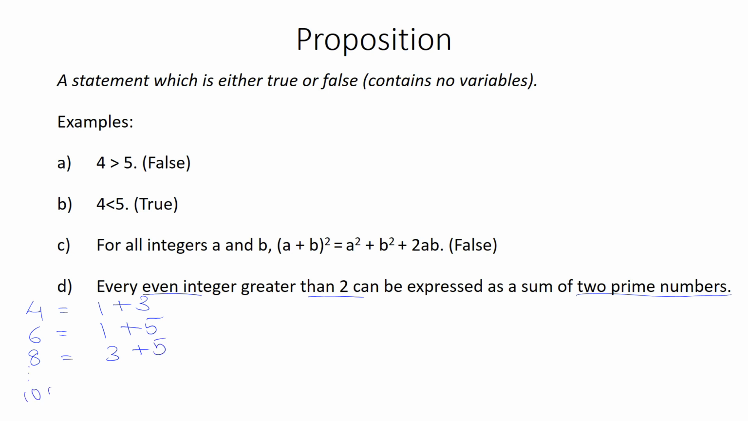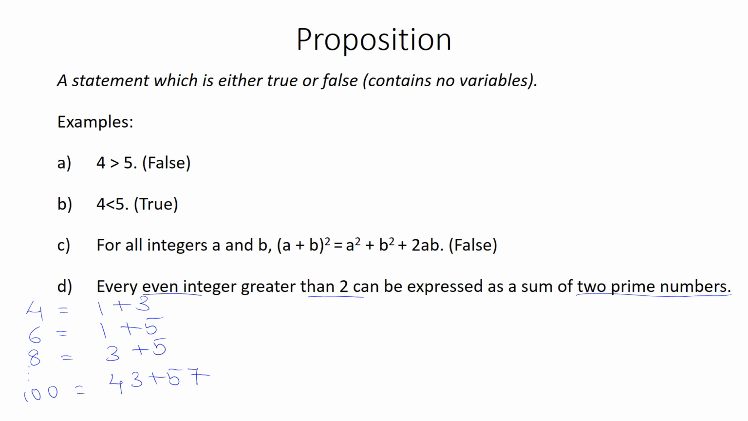Can go all the way, for example, to 100, 43 plus 57. You could potentially try out more examples as well. So it seems that this proposition might be true. However, at this point, we cannot conclude whether it's true or false. Why? Because the examples that we've considered here do not constitute a proof.